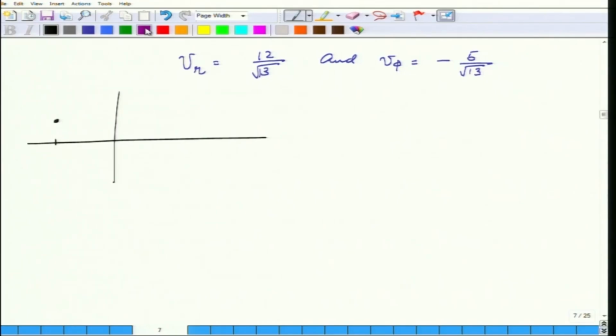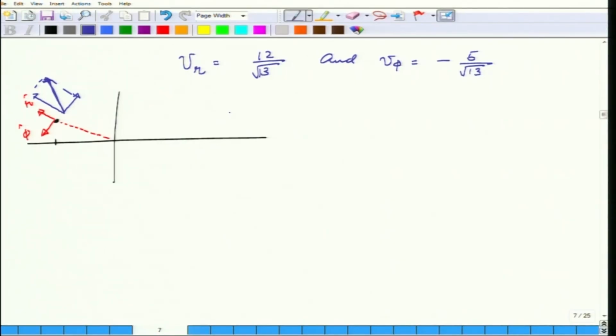At this point, let me again show that the R unit vector is like this, and the phi unit vector is perpendicular to this in this direction. What we find is that V_r is in the same direction as the R unit vector, so it is positive. V_phi, however, is negative. This is V_phi, and this is how the particle is moving.